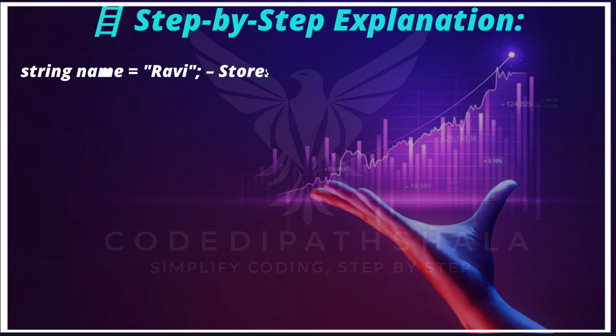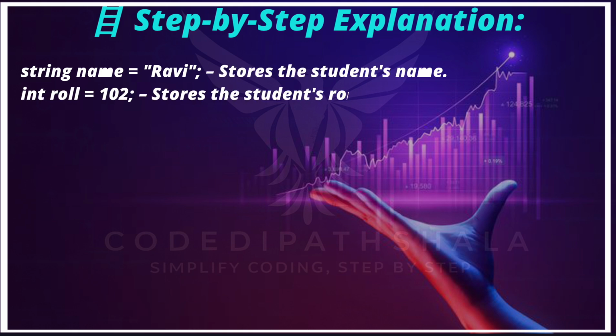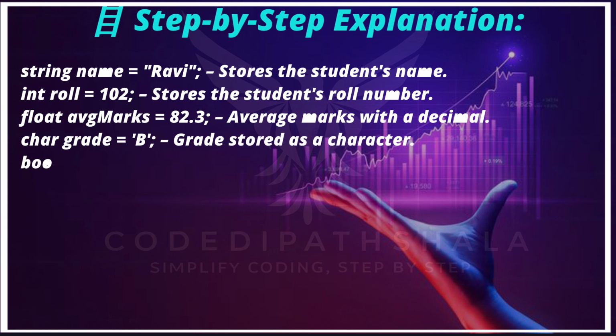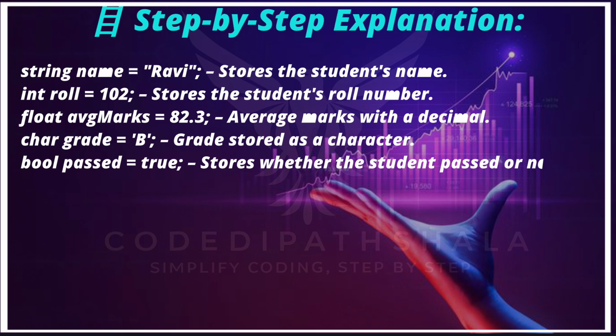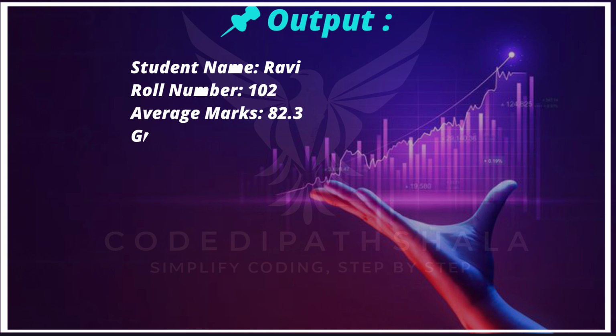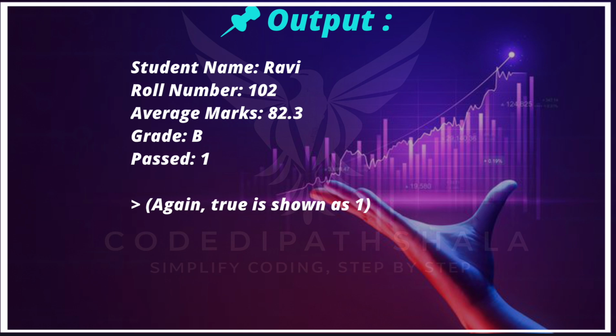Step-by-step explanation. 1. string name = "Ravi" stores the student's name. 2. int roll = 102 stores the student's roll number. 3. float avgMarks = 82.3, average marks with a decimal. 4. char grade = 'B', grade stored as a character. 5. bool passed = true stores whether the student passed or not. Output: Student name, Ravi. Roll number, 102. Average marks, 82.3. Grade B. Passed 1. Again, true is shown as 1.